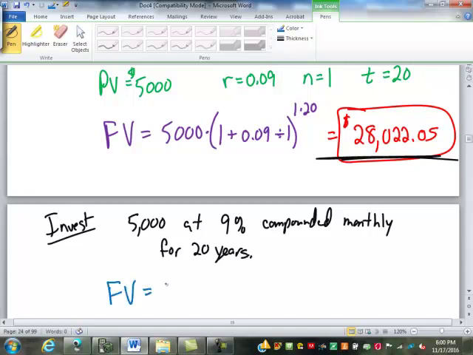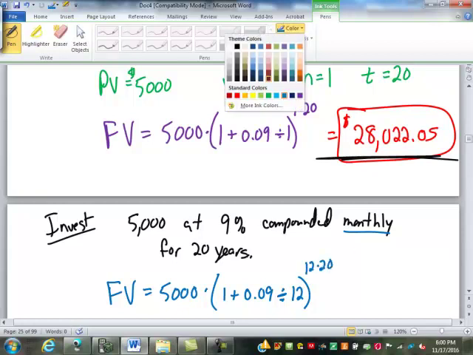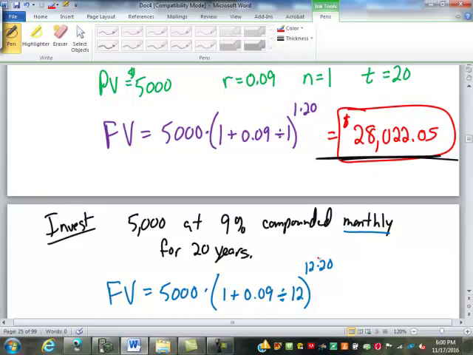So my future value is still going to be $5,000 times 1 plus 0.09 divided by, what's n now? Monthly, so it's 12. Close parentheses to the power of 12 times 20. Normally, before I punch this in the calculator, I figure out what this power is. What's 12 times 20? It's 240.